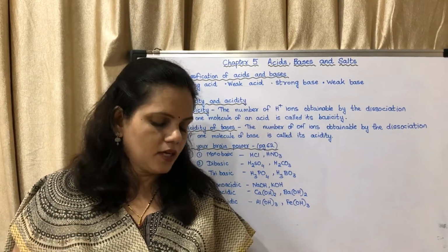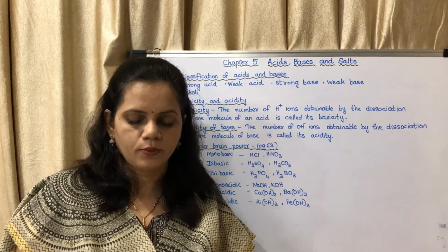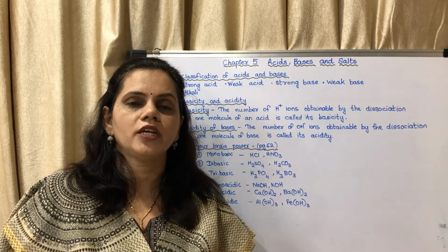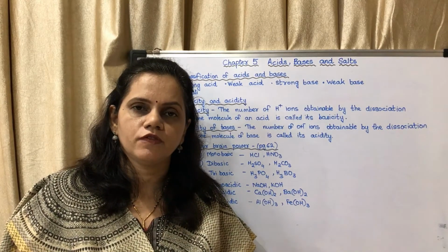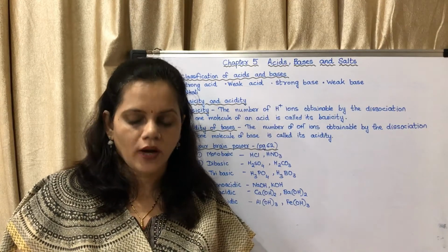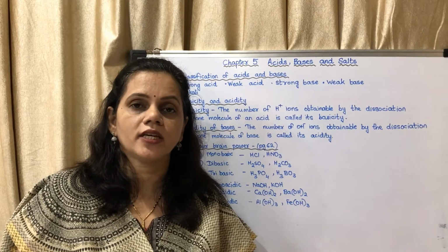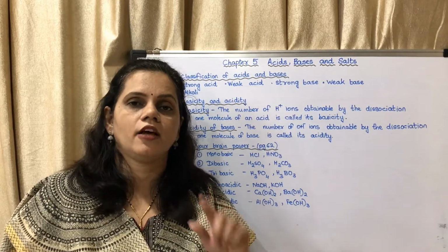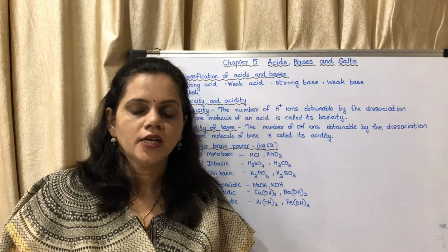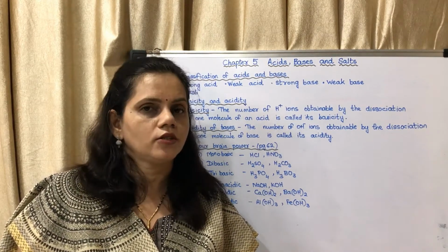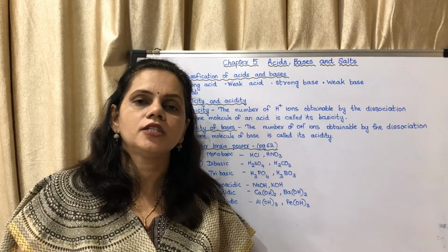Now the table below. Base, number of OH minus ions obtained from one molecule. NaOH, how many OH ions are there? There is only 1. So what number will you write below NaOH? It will be 1. For KOH, 1. For Ca(OH)2, there are OH and in brackets they have put the number 2. That means how many OH minus ions will be there? 2. So you have to write the number 2. That means the acidity of that base is 2.